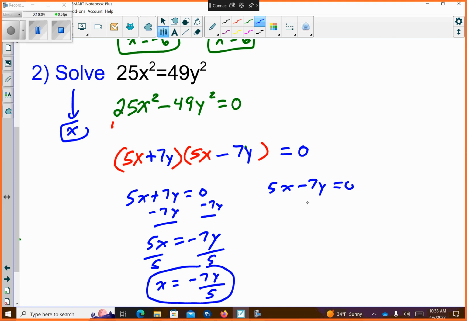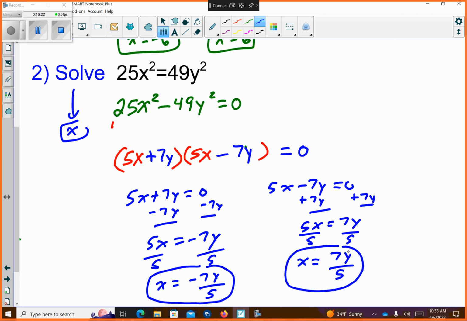Same with this one. Add 7y, add 7y. 5x equals 7y. Divide by 5, divide by 5. So this one's a little goofier because you're getting x is equal to not a number, you're getting x is equal to a fraction with a letter in it. But that's how that one solves. It's kind of sort of goofy.